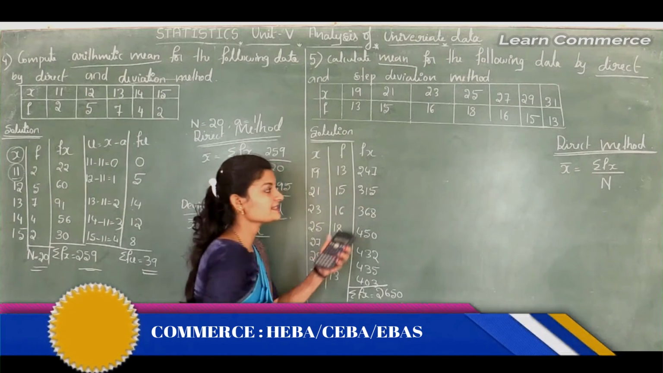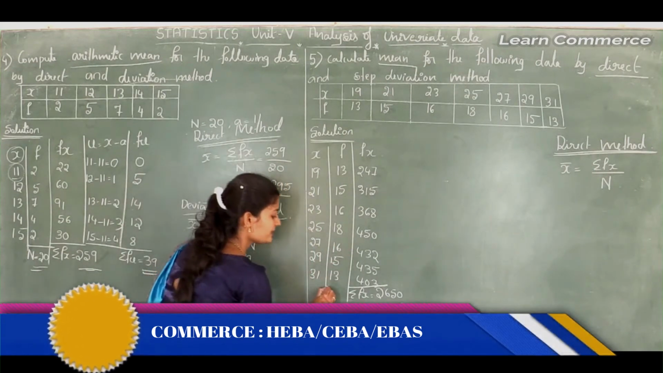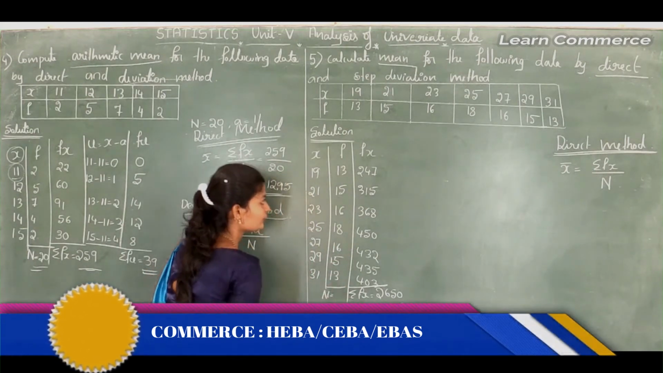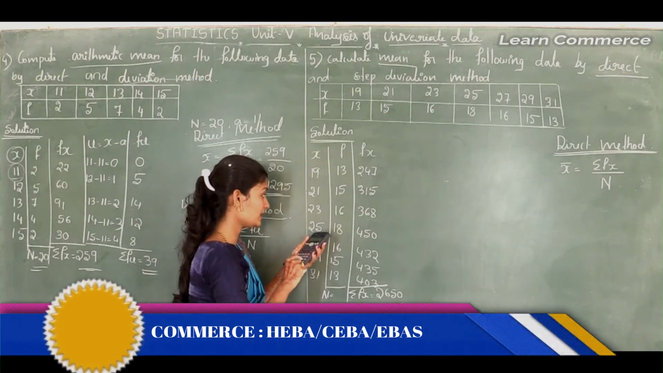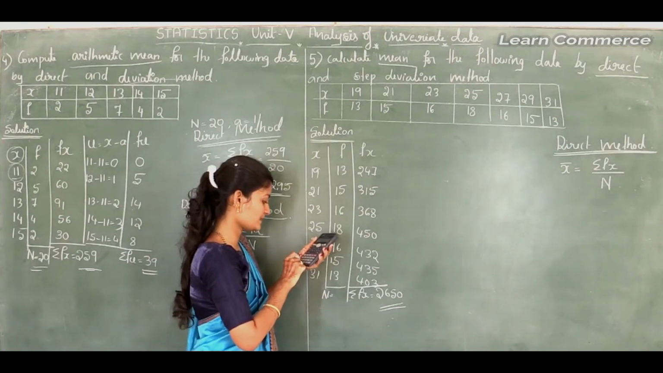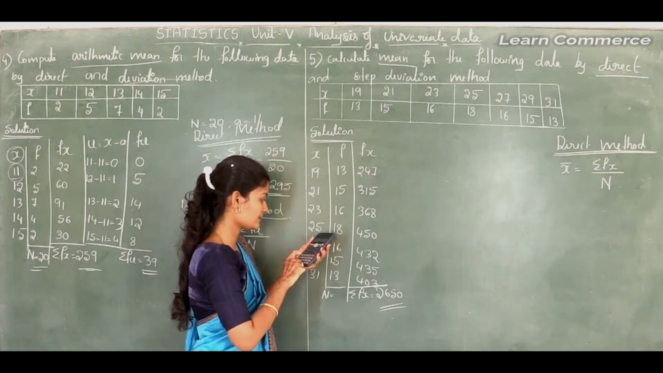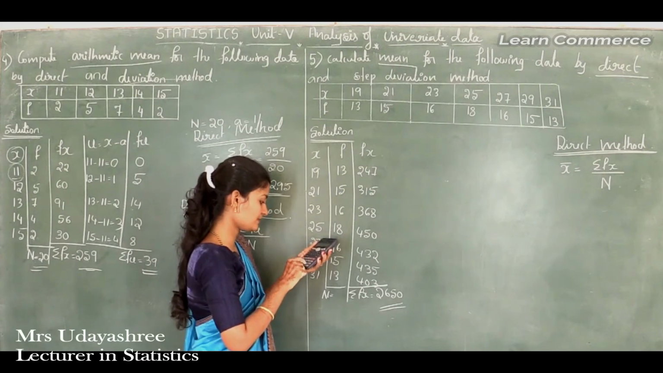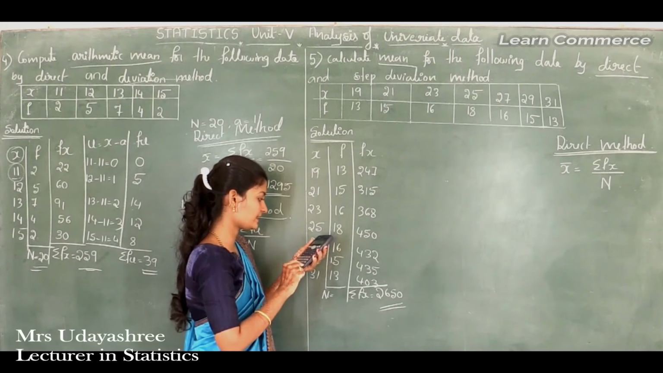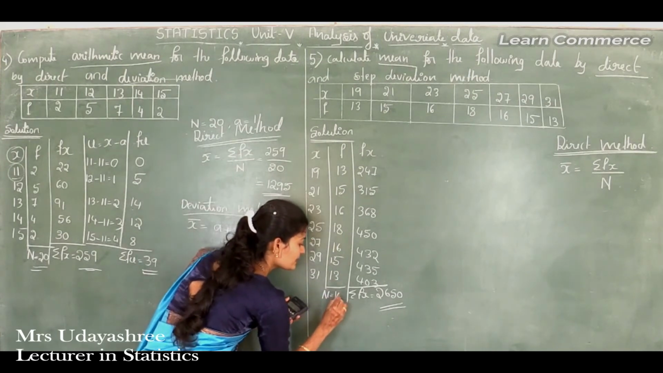So here, what is capital letter N? Capital letter N is the total frequency. So here the total frequency is 13 plus 15 plus 16 plus 18 plus 16 plus 15 plus 13. So here capital letter N is 106.